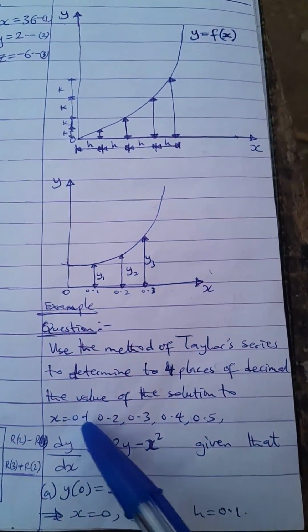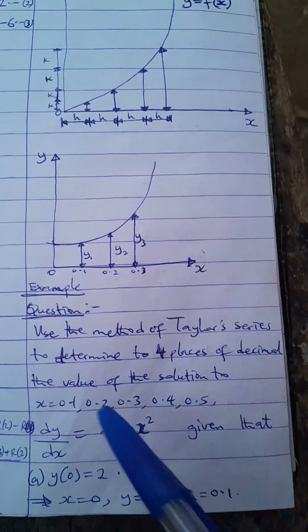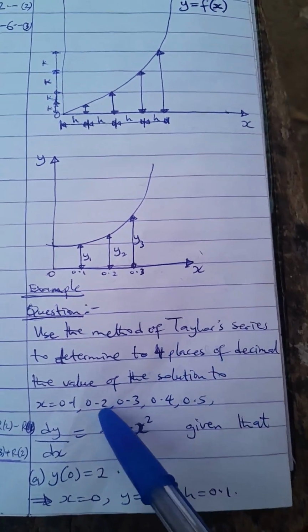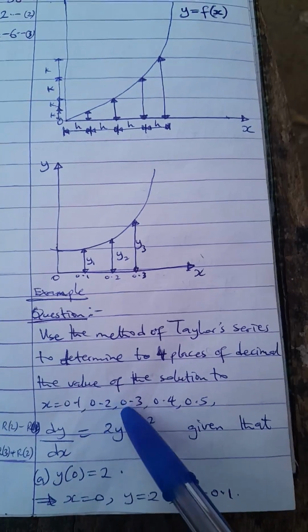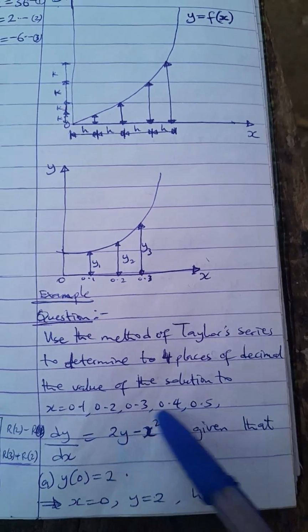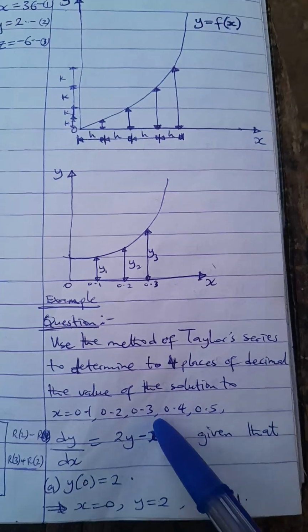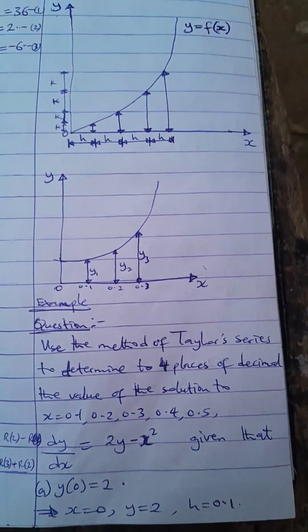The question says: use the method of Taylor series to determine, to 4 places of decimal, the value of the solution at x equal to 0.1, 0.2, 0.3, 0.4, 0.5. You might not get to 0.5 because of time, but when we reach 0.3, you can do the rest on your own. So now let's start.